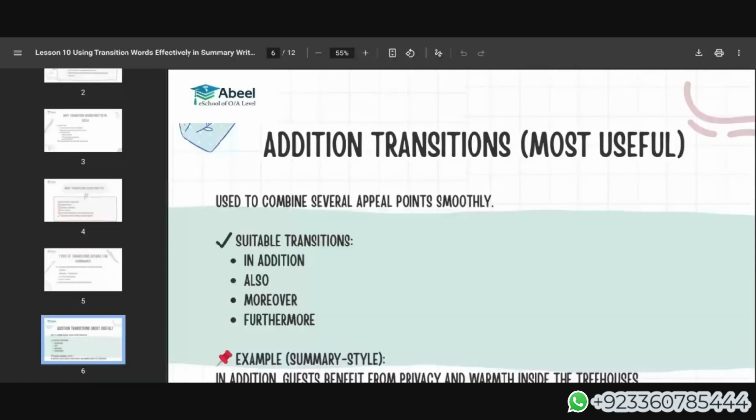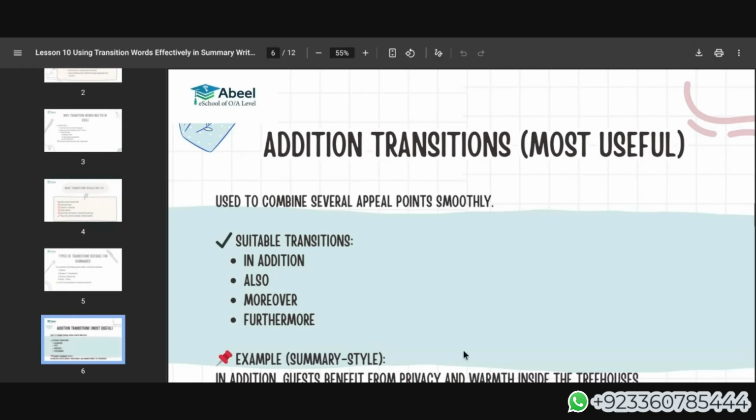We talk about addition transition words, which are most useful here because we have so many points, and once we are moving from one point to another point, we have to use these addition transitions. For example, one point is given, you may add this transition word: in addition. We have this, also, moreover, furthermore. But I won't suggest that you use all these four in the same summary. Whichever is appropriate, use maybe one or two.